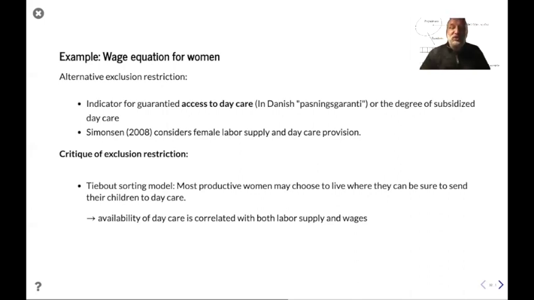So the most productive women may choose to live where they can be sure to send their child to childcare, and then you have your correlation, right? The availability of childcare is correlated with both labor supply and wages, because it's the high wage women that want to live in the areas where there are highly subsidized kids.